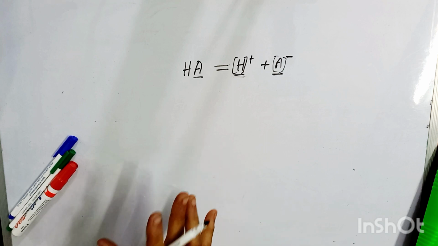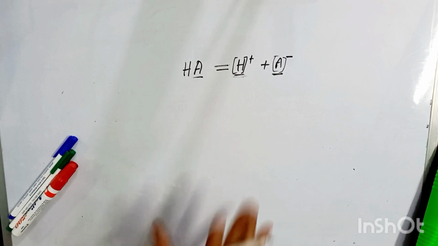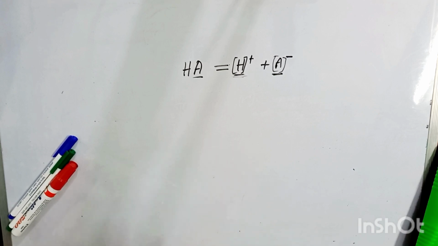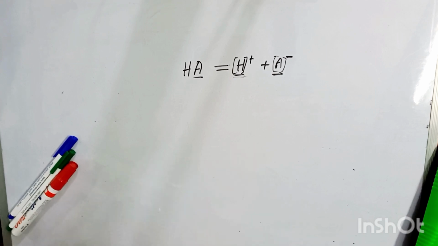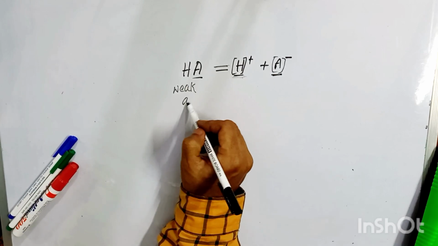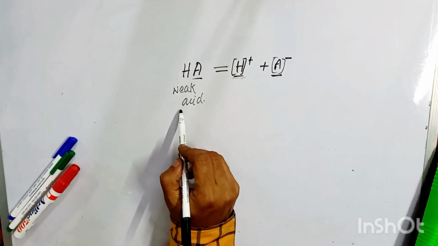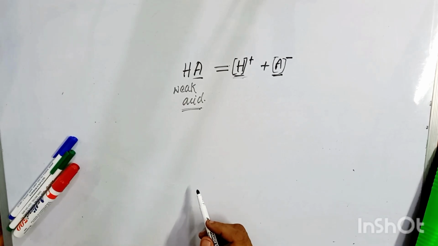To understand the buffer systems, we now need to understand what a buffer is. Just now I told you, a buffer resists the change in pH. Now what is a buffer? A buffer is primarily a weak acid. Why does a weak acid become a buffer? That is the main important concept. That is what I am going to teach you now.